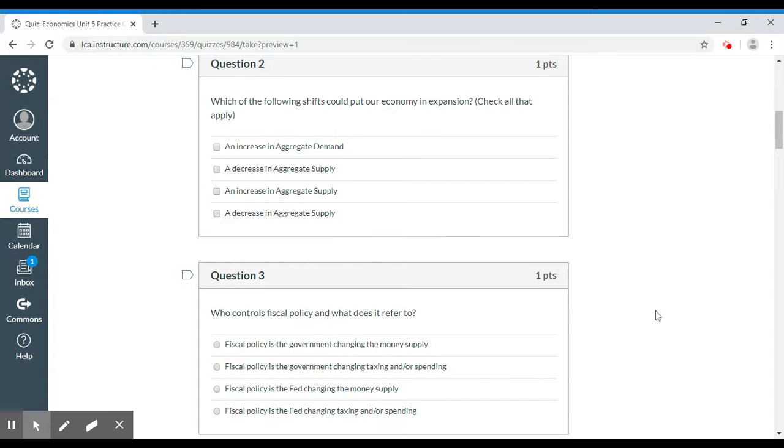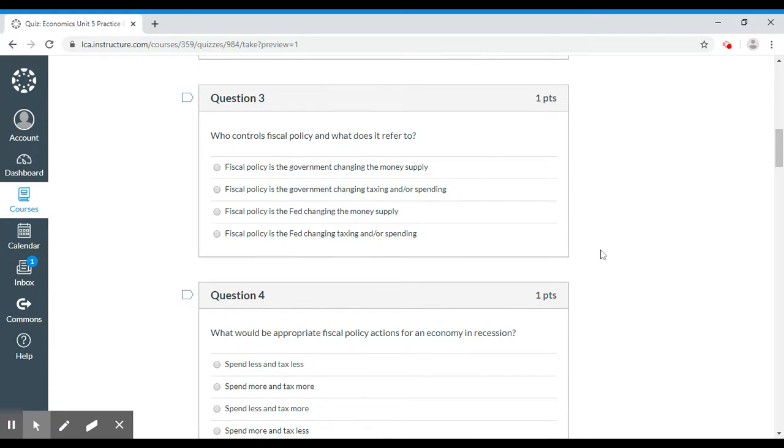Of course, question two is going to be the opposite. Expansion is going to be an increase in aggregate demand and an increase in aggregate supply. That would shift both curves to the right, moving GDP to the right, making it increase, and that's expansion.